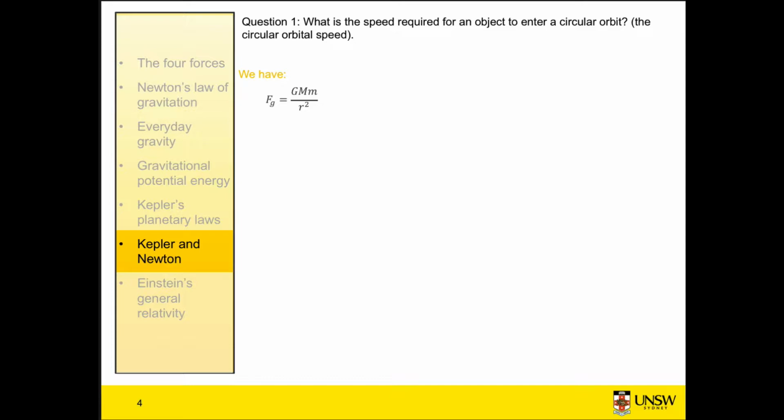So we know that in this case, we have two forces. We have the force due to gravity, and we have the centripetal force. And we know because we're in a circular orbit, then those two forces must be equal. So we just substitute in our equations and rearrange and solve. And we find that our circular orbital speed is equal to the square root of GM on r.